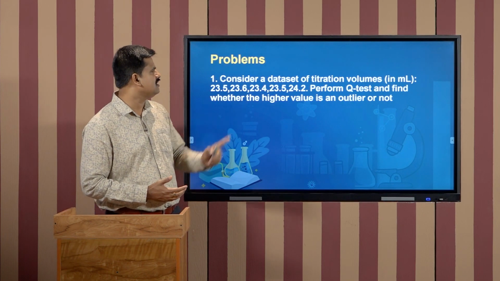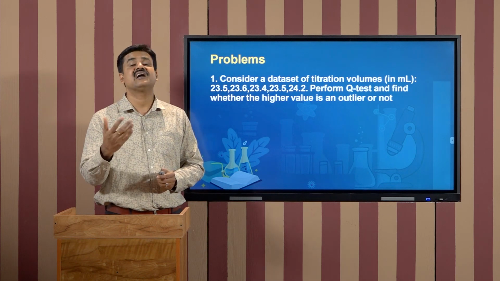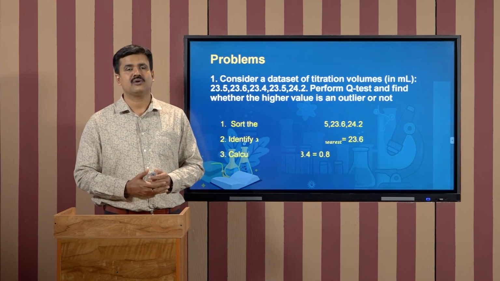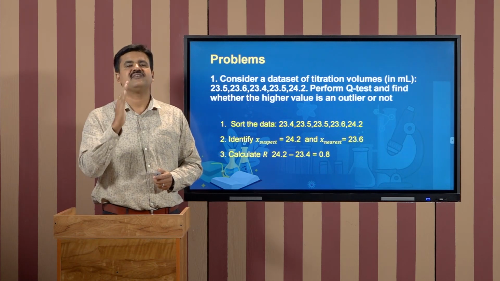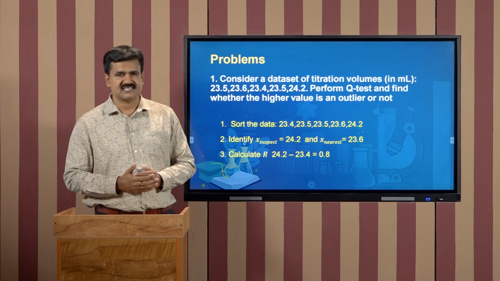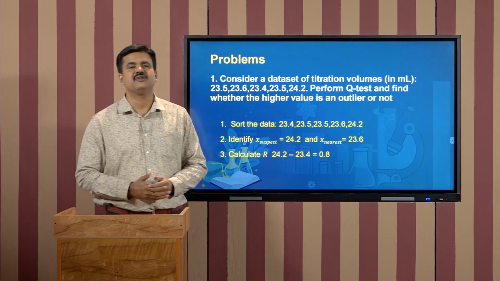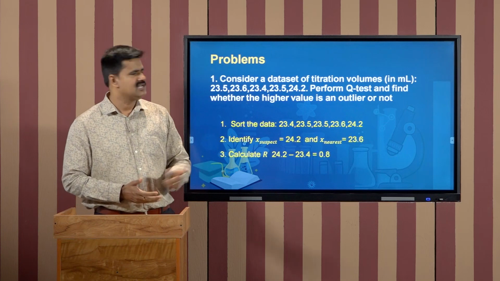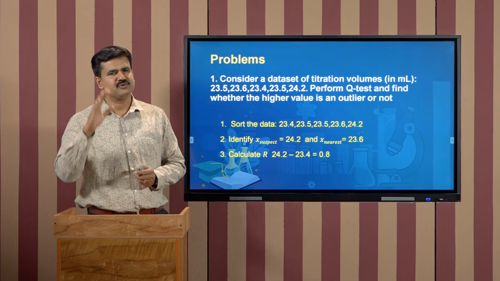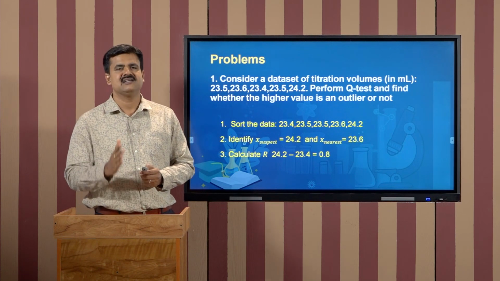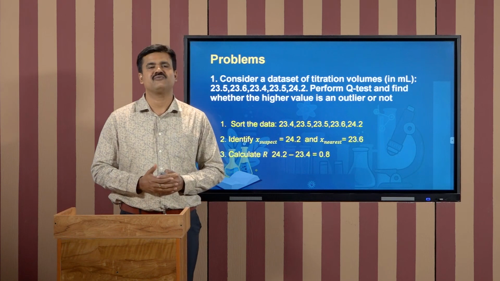Look at this data, you can pick up the higher value and we are going to proceed whether the higher value is an outlier or not. Before entering into the calculation, first of all we have to sort the data in the ascending order, the lowest value being 23.4 and the highest value being 24.2. So, from this data set it is very clear that the highest value is 24.2, you can fix it as X suspect. So, identify X suspect as 24.2.